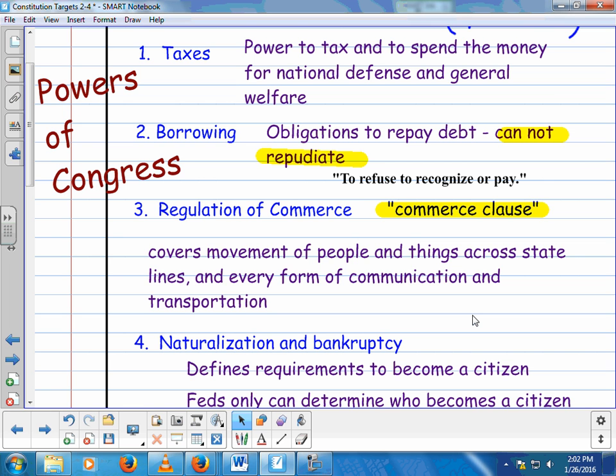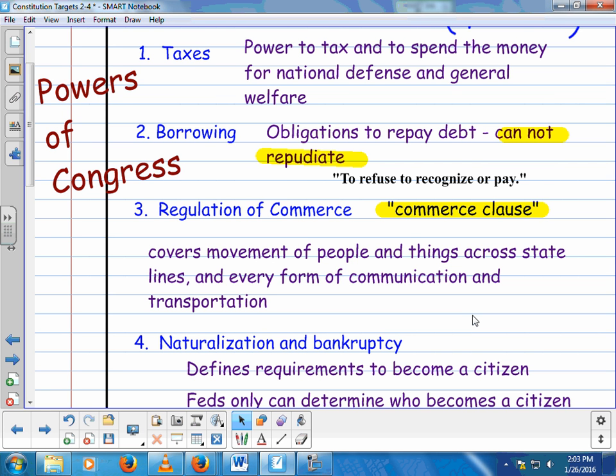But it does have certain obligations with relationship to movement of people. That would include rules and regulations that your car might have. This would allow Congress to make law with regards to things about your cars, or maybe buses, or any number of things that move people. Move people and things across state lines. Every form of communication and transportation.